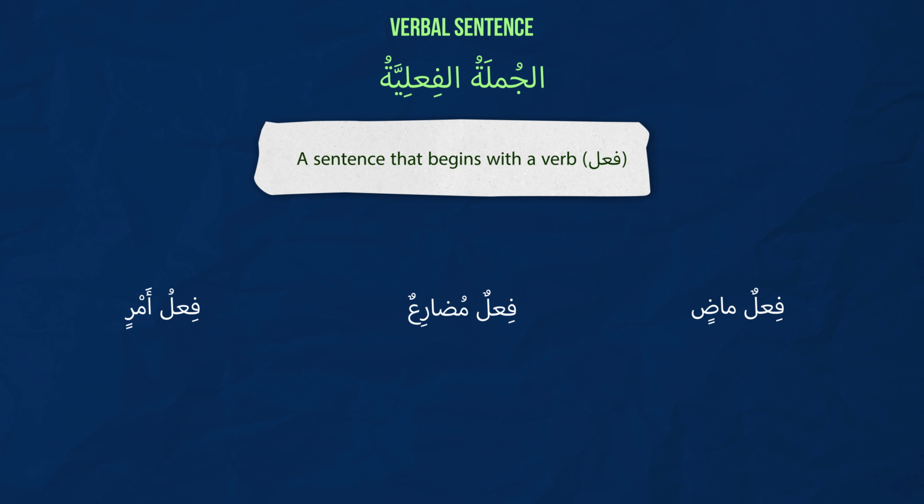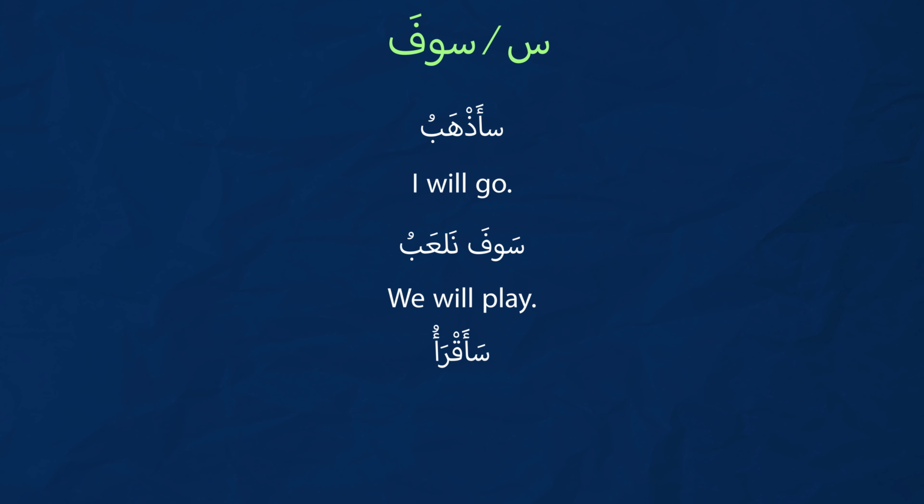The future tense in Arabic is simply shown by adding the letter sin or the word سوف before the present tense verb. For example, سأذهب means I will go. سوف نلعب, we will play. سأقرأ, I will read. Now let us take a look at the examples for verbal sentences.